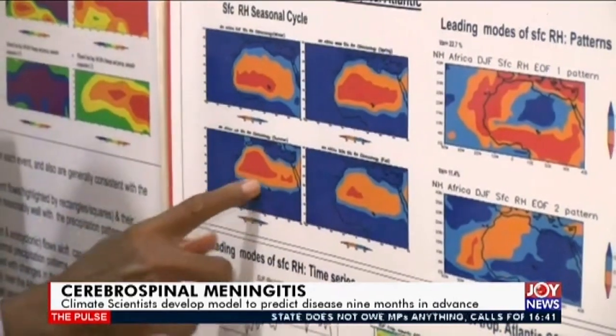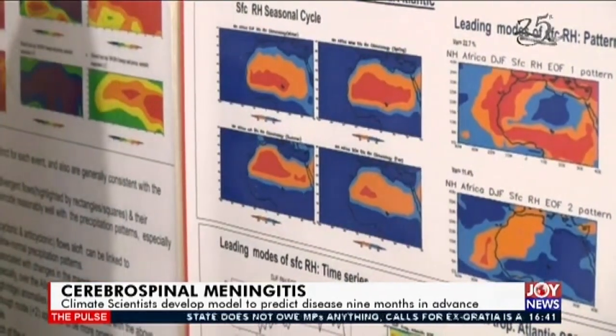Relative humidity and meningitis relate in an inverse relationship. Wherever we have high relative humidity, it is expected that we have low meningitis. And wherever we have low relative humidity, we have high meningitis, and vice versa. So with this situation, we are using relative humidity as a proxy for meningitis, so that once you don't have data on meningitis, we can simply use relative humidity variability in the atmosphere to predict the onset of meningitis and where the disease is likely to occur.